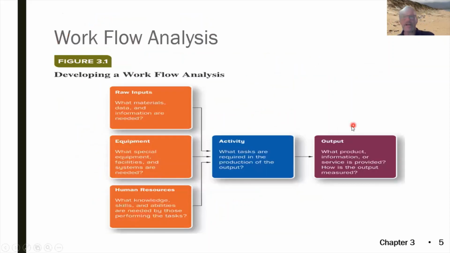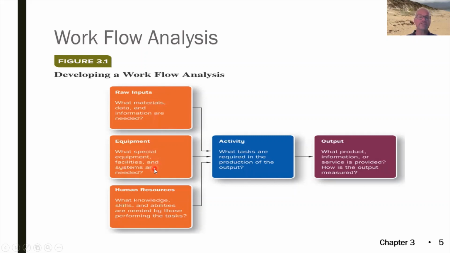Okay, so then let's go into a little bit more detail. Raw inputs: what materials, data, and information are needed for this workflow to put together the order. And again, we talked about that. That's the eggs, the bacon, the sausage, the cash, okay, what else? That sort of stuff. Okay, so yeah, the information would be another raw input.